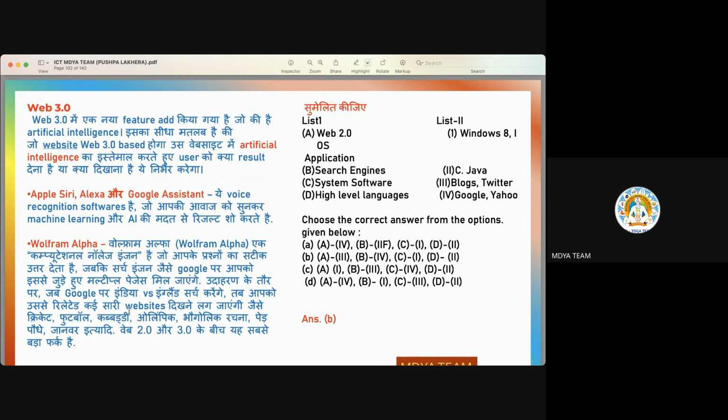Wolfram Alpha, does this belong to Web 2 or Web 3? Web 3. Oh, this is also AI based? Yes. Okay. It is more relevant as compared to an ordinary search engine like Google. It gives much clearer and much more relevant answers to your questions, or options it can display.